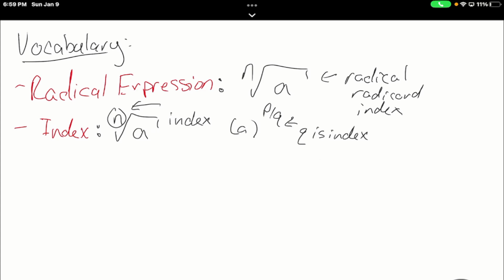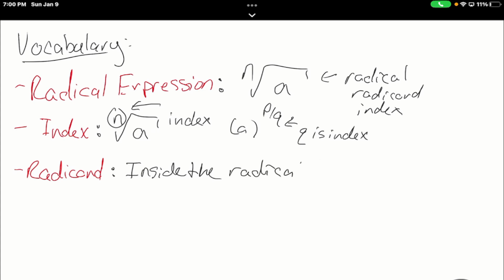The next one you might even guess, it's radicand. So radicand corresponds to whatever is inside the radical. We saw that if I have like the cubed root of x, x is the radicand. Okay. Next one. This is the final one. It's just a different form.